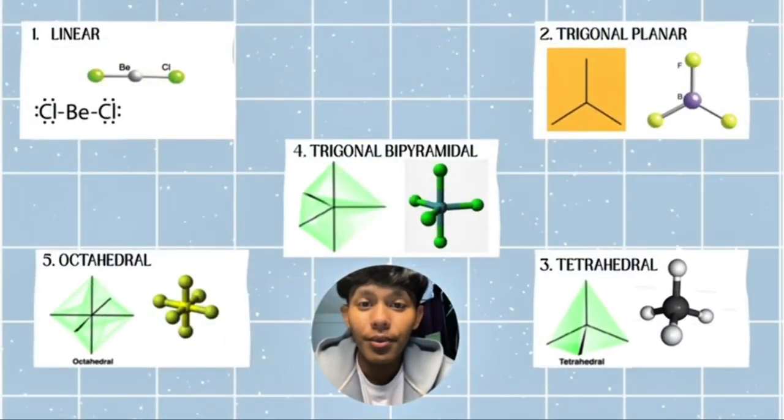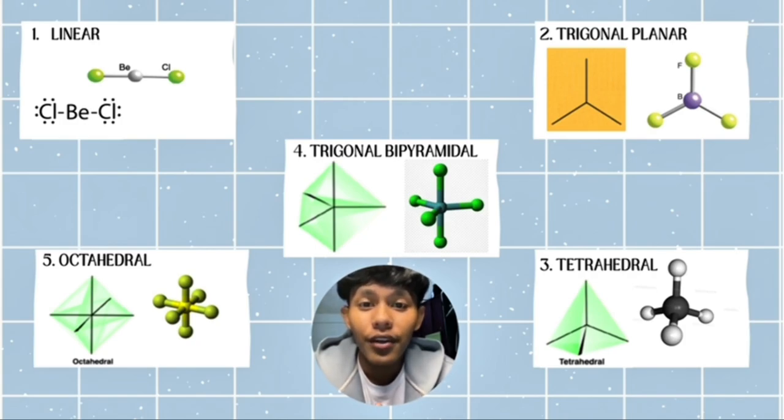This image shows the main molecular shapes predicted by VSEPR theory, which explains how electron pairs arrange themselves to minimize repulsion. Linear molecules have atoms in a straight line. Trigonal planar molecules have 3 bonds arranged flat in a triangle. Tetrahedral molecules have 4 bonds pointing to the corner of a pyramid. Trigonal bipyramidal molecules have 5 bonds arranged in 2 different positions, equatorial and axial.